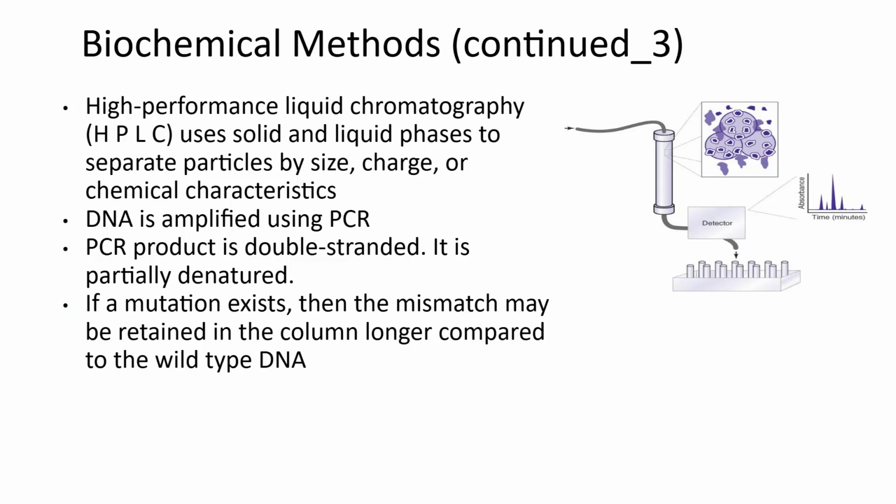So we amplify a particular region that we're interested in. So let's say we know that there's a mutation that could exist in the population in this particular gene. Well, we're going to amplify that gene, and then we partially denature it or separate those strands, and then the strands are going to want to come back together. But if a mutation exists, the mismatch may be snagged up in the column, and it may take longer to get through than the wild-type DNA. So then we can determine that, yep, there's something wrong with this piece of DNA.